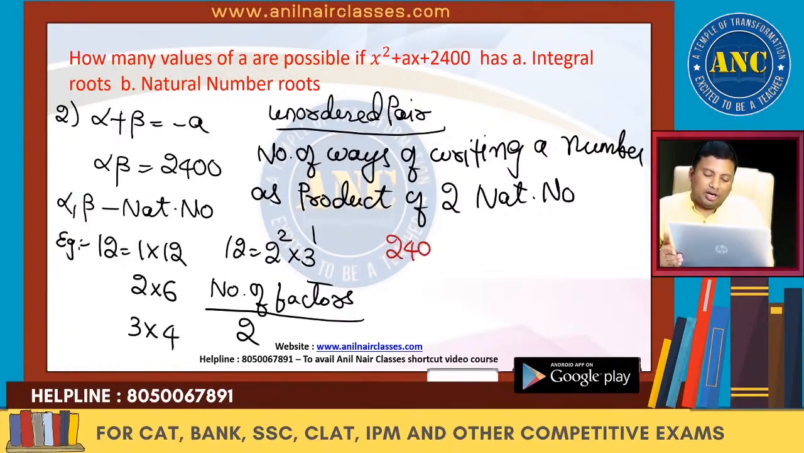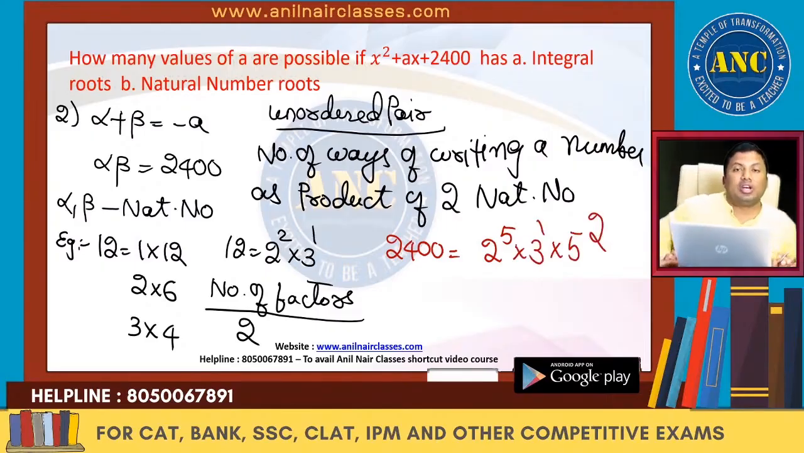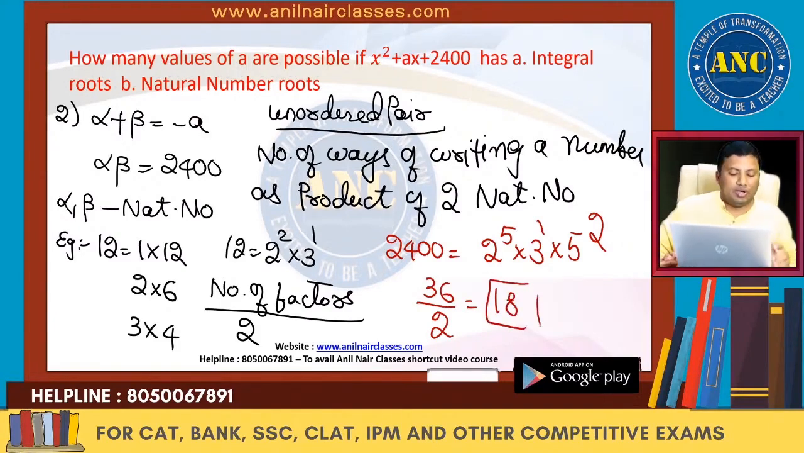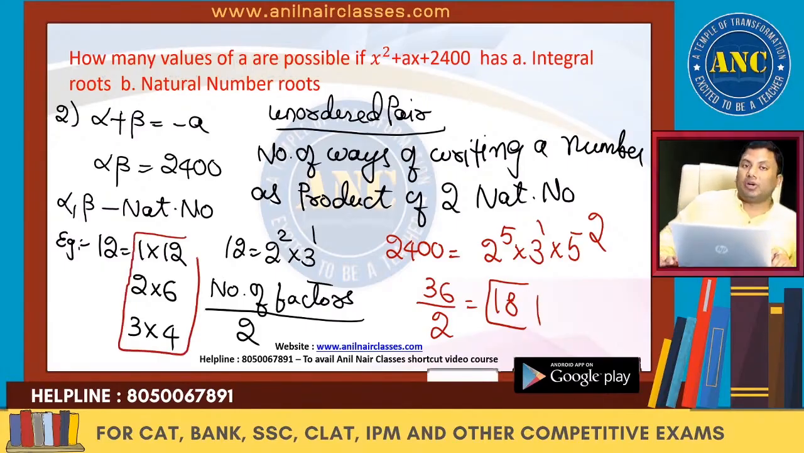So 2400, which I got as 2 power 5 into 3 power 1 into 5 square. 32 into 3 is 96. 96 into 25 is 2400. What will be the answer? 36 divided by 2, 18. 1 into 12, 2 into 6, 3 into 4. If I take a simple natural number 12, I got 3 cases, which is the number of factors divided by 2. In the question it is 2400, the number of factors is 36, by 2.